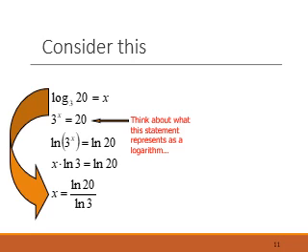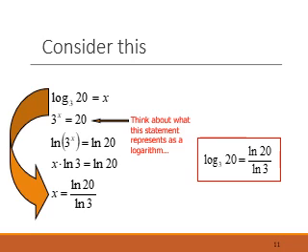If log base 3 of 20 is equal to x, and if x is also the natural log of 20 divided by the natural log of 3, then doesn't that mean that the log base 3 of 20 is the natural log of 20 divided by the natural log of 3? Now here's the really crazy part about this.